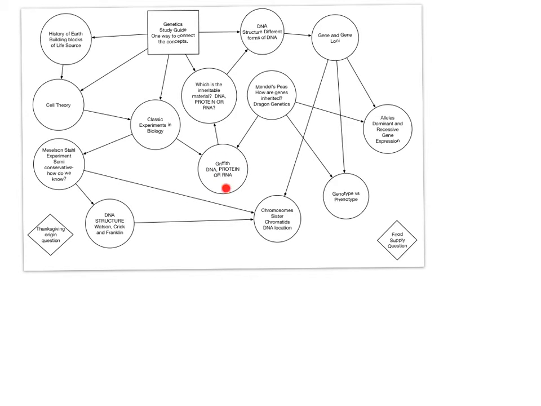Griffith, DNA, protein, RNA. That was one of the classic experiments of biology, right? What was the inheritable material? Was it DNA, was it protein, or was it RNA? That's right. They did discover it was DNA, but how did they discover it was DNA? I'm going to put these experiments on the test.